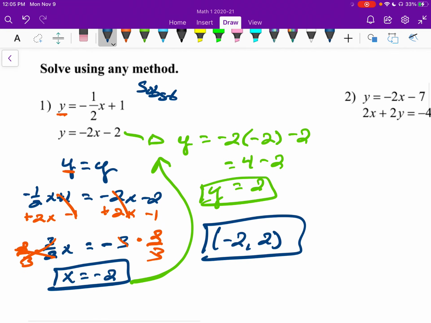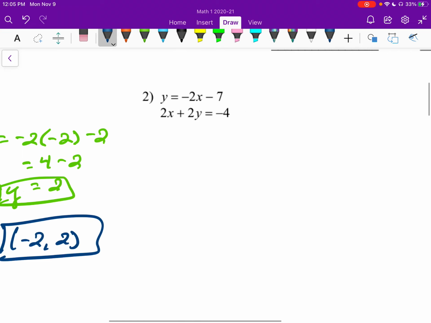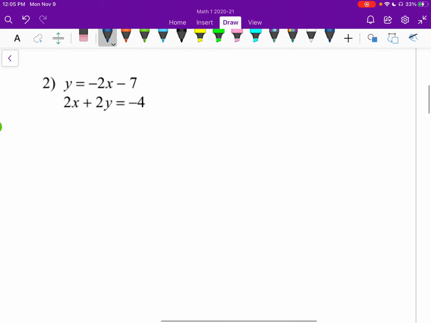Again, the only thing that's different about this section is that we make the decision at the beginning. We're just solving them using whatever method. Number 2, again, we have a y equals here. So do we think that goes more with substitution or elimination? Which one do we think would be the lazier way to solve the problem? We want to be as lazy as we can be without getting the problem wrong, right? So I'm going to plug this y equals into here.